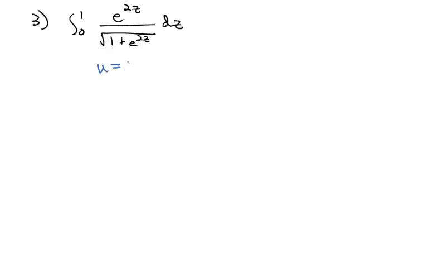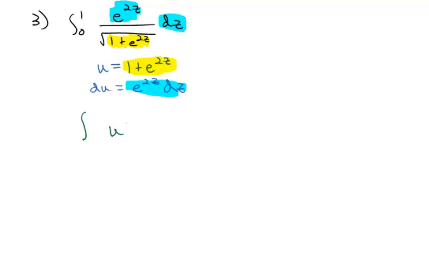You might expect with the u, we're going to use the 1 plus e to the 2z, that ugly stuff underneath. Then we can have u to the negative 1/2. du then, the derivative of all of this is e to the 2z dz, which is nice because that's all already in the function. So we've got our u, we've got our du, we're ready to go with our new integral of u to the negative 1/2 du.